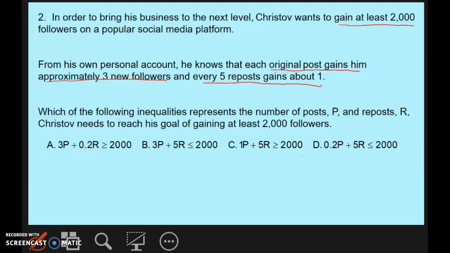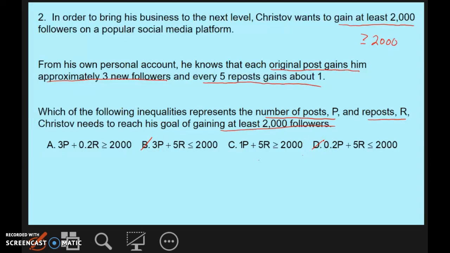So we're going to take that information and try and create an inequality from this. What we're trying to find is P, the number of posts, so those are his original posts, and then R is the number of reposts to get him at least 2,000 followers. So the fact we have at least tells me that this whole thing has got to be greater than or equal to 2,000. So just based on that information, I know it can't be B, and I know it can't be D.